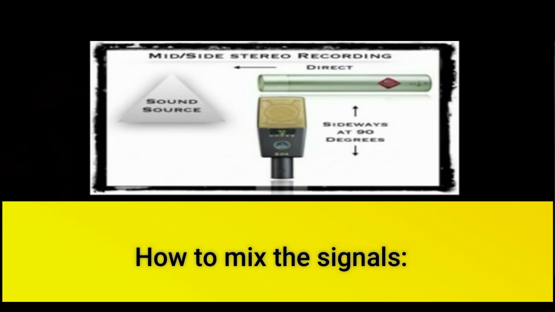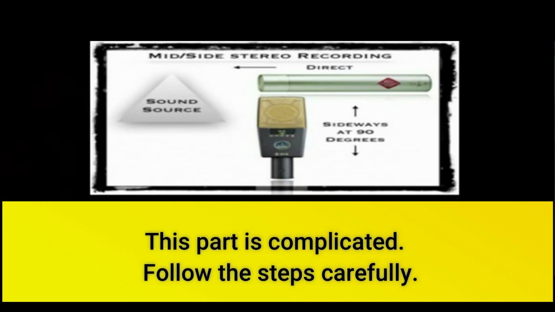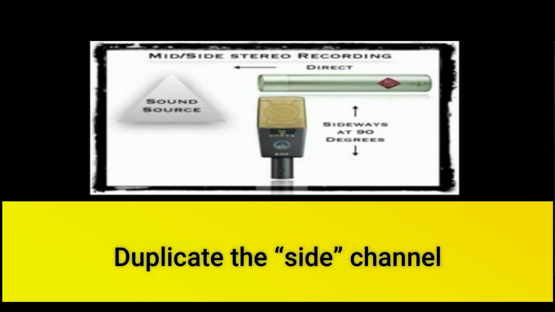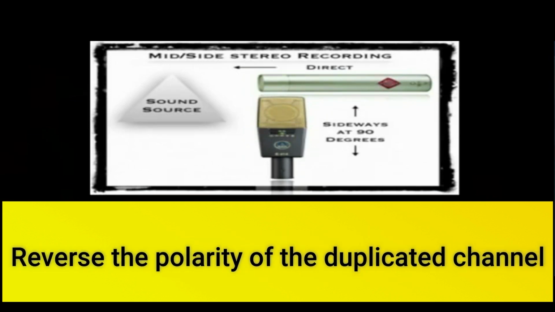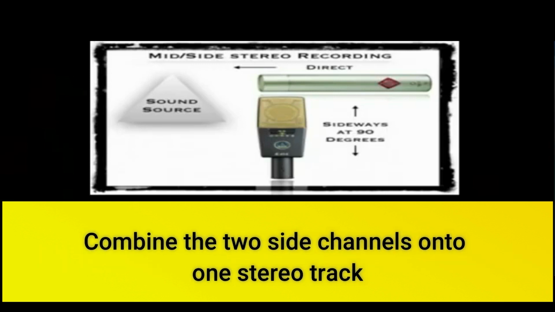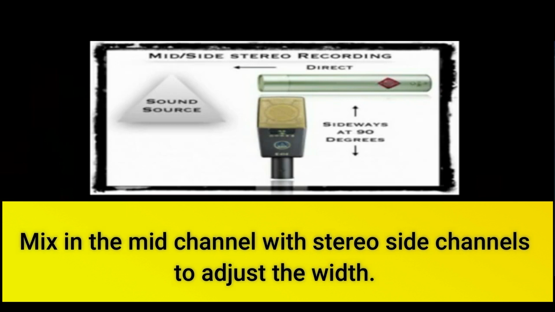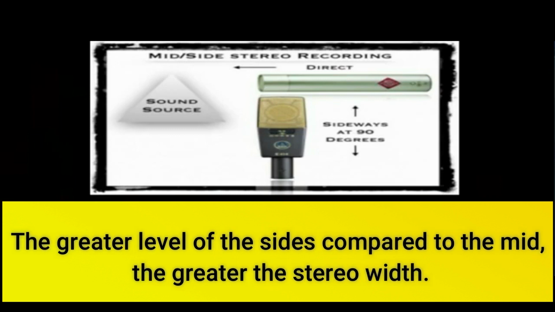How to mix the signals. This part is complicated. Follow the steps carefully. Duplicate the side channel. Reverse the polarity of the duplicated channel. Combine the two side channels onto one stereo track. Mix in the mid channel with the stereo side channels to adjust the width. The greater the level of the sides compared to the mid, the greater the stereo width.